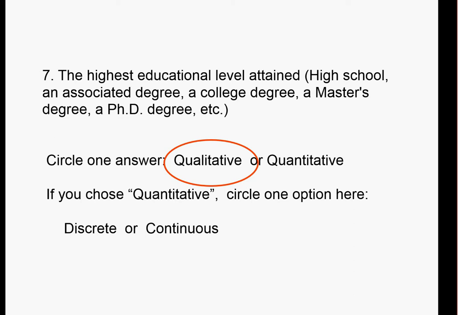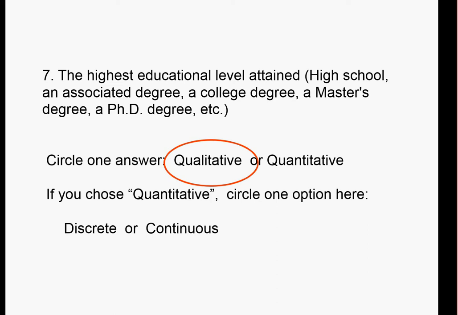Now you may think that in different degrees of education, there are actually some quantities involved. For example, high school would involve 12 years of education, and an associate degree involves 14 years, a college degree at least 16 years, a master's degree 18 years, and so on and so forth. There are some quantitative measures there, so why do you call this a qualitative variable?